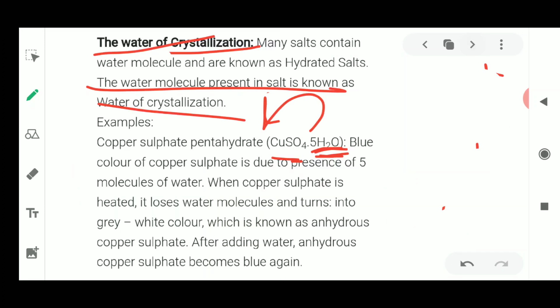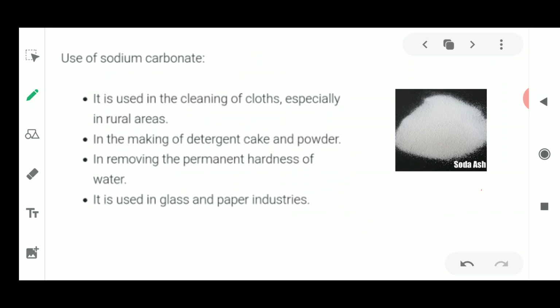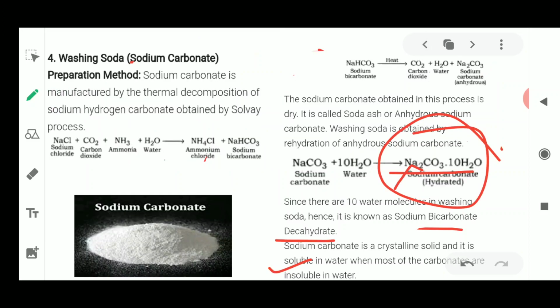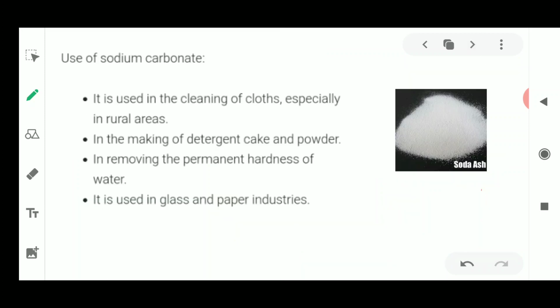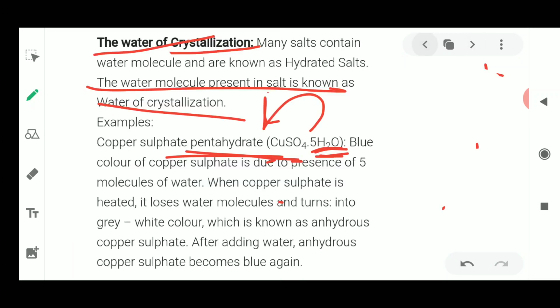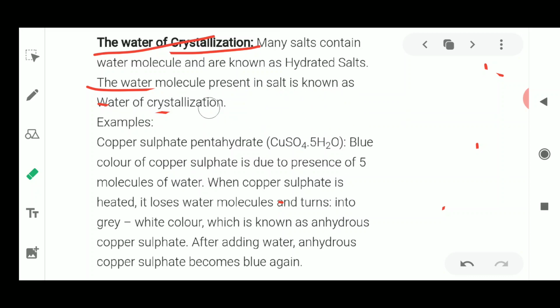Similarly, in this copper sulfate, why pentahydrate? It is called pentahydrate because it contains 5 molecules of water of crystallization. And why is this one called decahydrate? Because it contains 10 molecules of water of crystallization. So the number of molecules of water required for making one formula unit of any crystal is known as water of crystallization, and it varies from one salt to another.